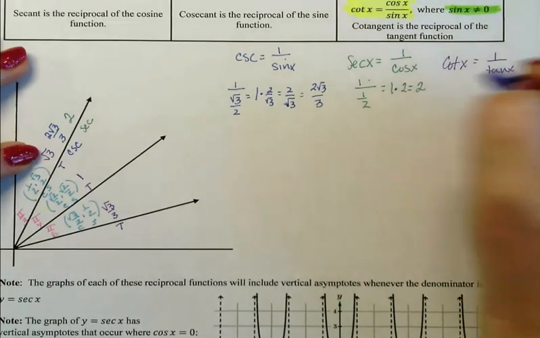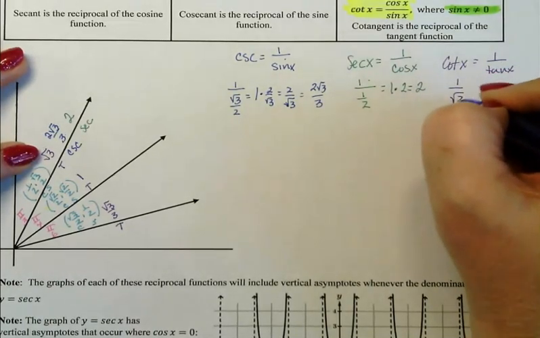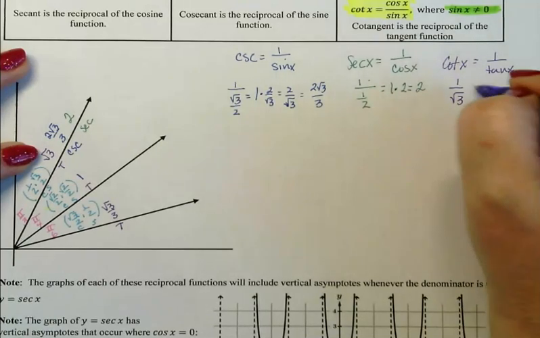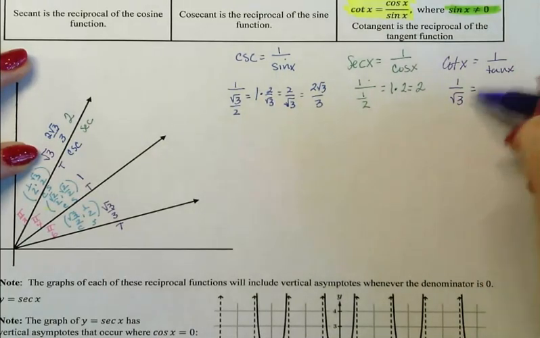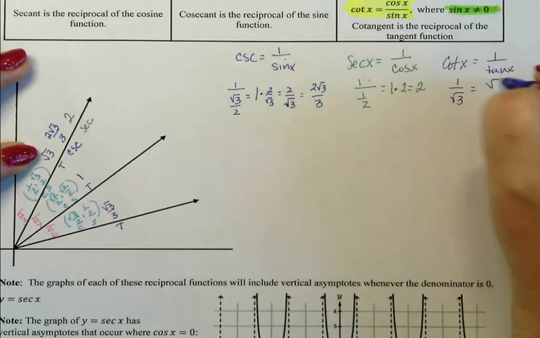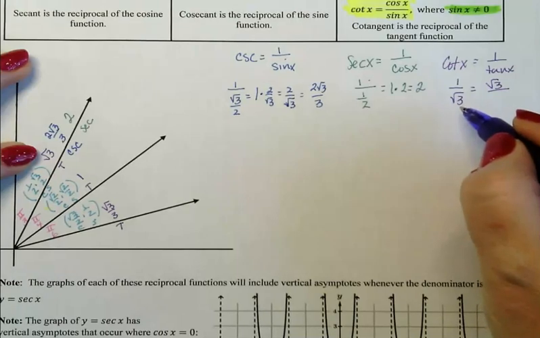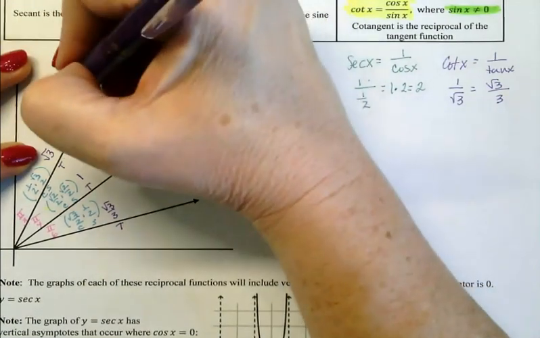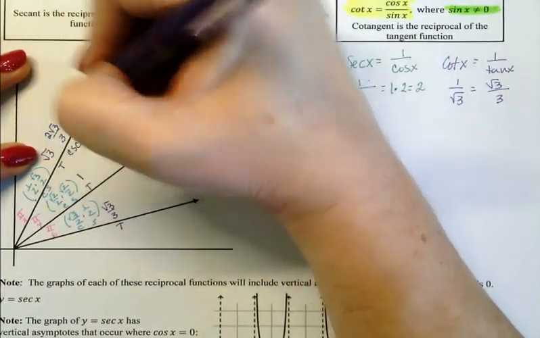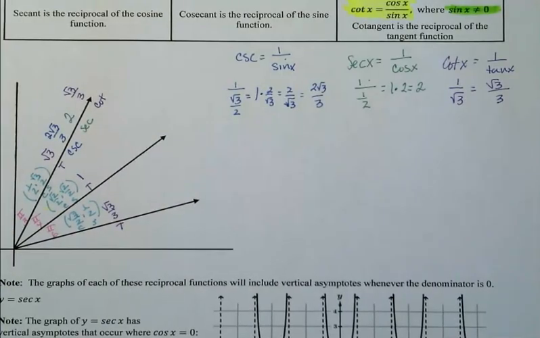So on this one, I'm going to say 1 over root 3, because that's my tangent value. To get the root 3 out of the bottom, I multiply the bottom by root 3 and the top by root 3. So I get root 3 on top, and root 3 times root 3 is root 9, and the square root of 9 is 3. So my cotangent value is root 3 over 3. I want us to develop that number pattern so we start recognizing what cosecant values, secant values, and cotangent values would be for these three angles.